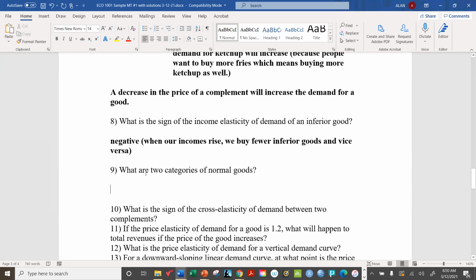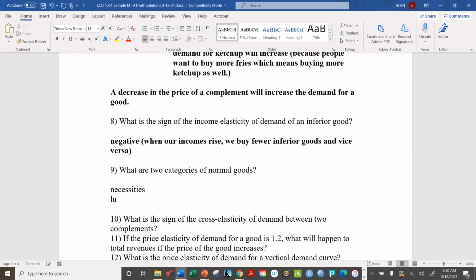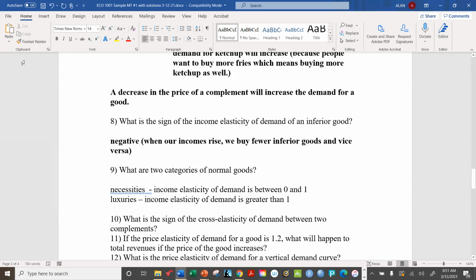Okay, now the normal goods are classified as necessities and luxuries. And just as a quick reminder, in this case, the income elasticity of demand is between 0 and 1. And again, it doesn't ask for this, but I'm going to tell you anyway. Here, the income elasticity of demand is greater than 1. But they're both considered to be normal because they're both positive. The income elasticities are positive, but what we're basically doing is subdividing it into 2 categories: necessities, which are the ones that you buy on a regular basis, and the luxuries.